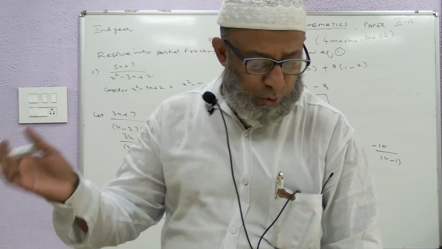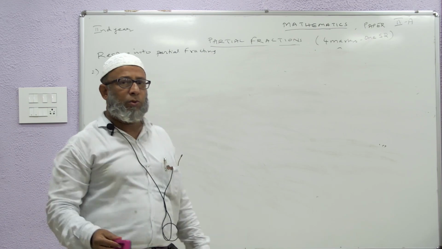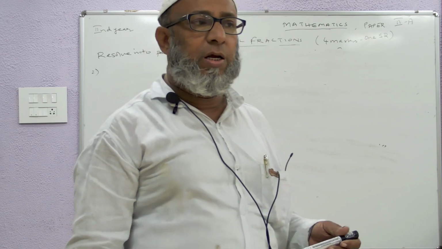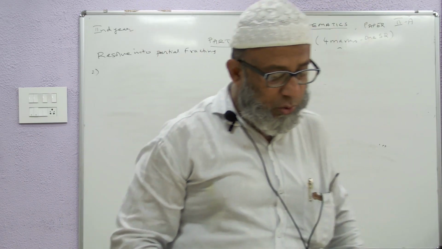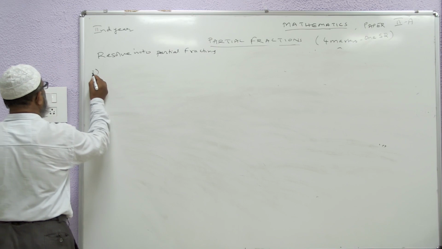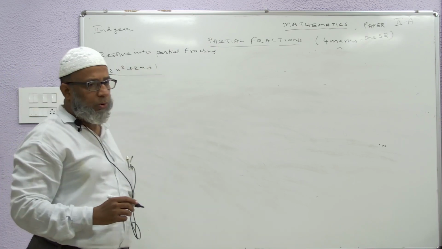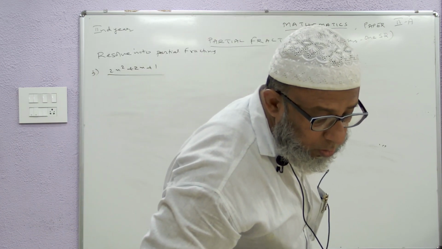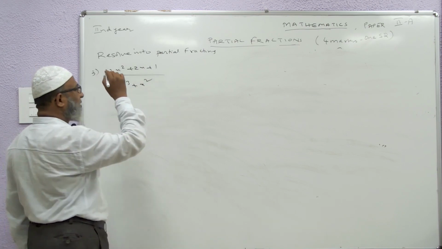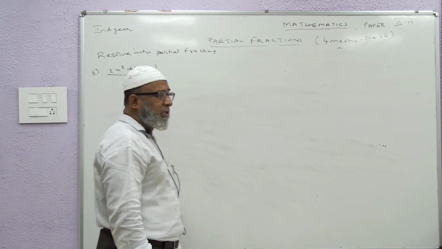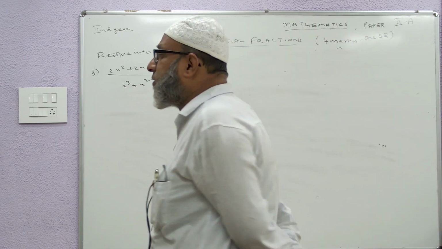Now I will come to case number 2. What is case number 2? The denominator consists of linear, repeated and non-repeated factors. For example, this is a question: (2x² + 2x + 1)/(x³ + x²).